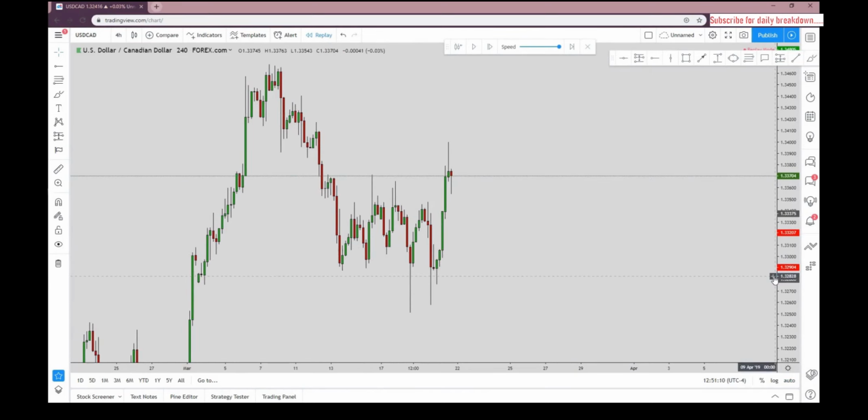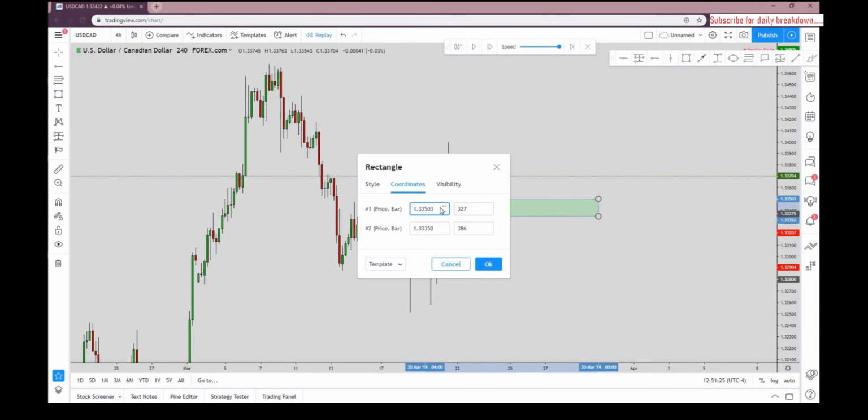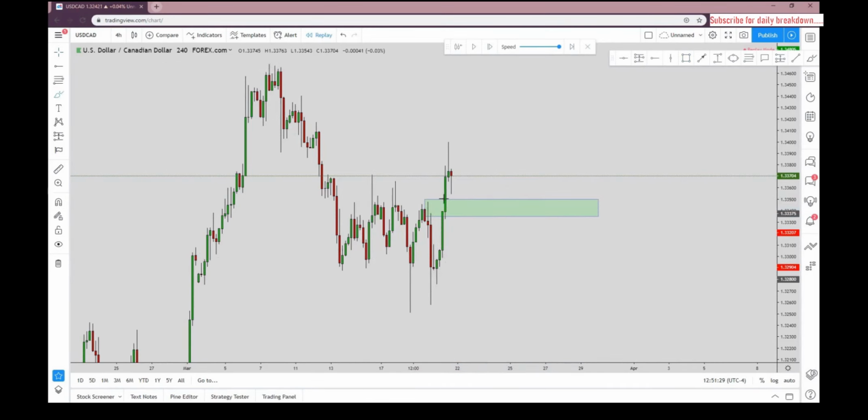Now how are you supposed to be looking for this entry? Very simply by looking at structure. Where does the previous resistance turn support? Exactly here. Perfect. What you're supposed to do is identify which price it is. And as you can see, it is 50.35. That is the area of price where you find this resistance here, now turned support.